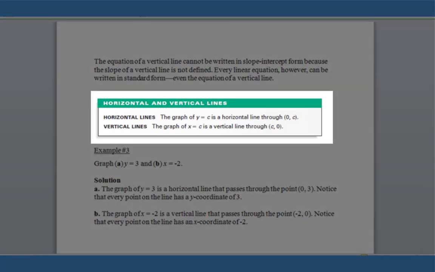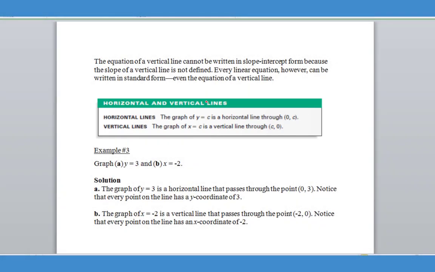You can see in our little summary box that horizontal lines are a graph of the form y equals to c value. And when we say c value, we're talking about a constant number. So something like y equals to 5 would be a good example. Vertical lines, on the other hand, are x equals to a constant value. So you could say x equals to 5. And so that would be how you would write the equation of a vertical and a horizontal line.